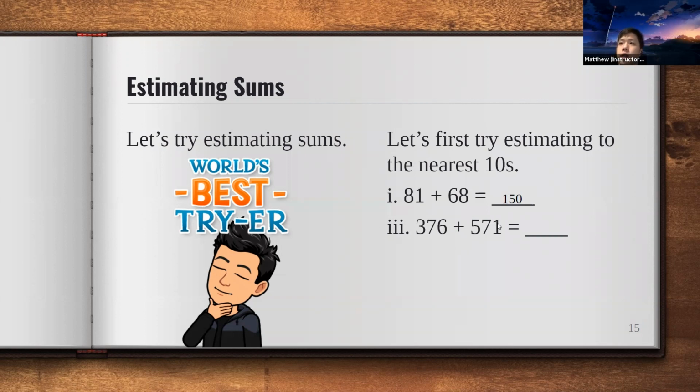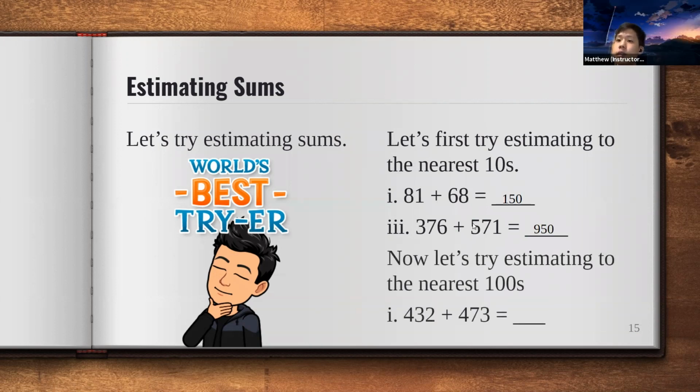Or 376 and 571. To round to the nearest tens, we know 376 would be 380, and 571 would be 570. 380 plus 570 is, let's see, 80 plus 70 would be 150, so that's 650 plus 300, so it'll be 950. So that's what the answer would be here. So you can find the exact value, add them together and then round, or you can round the numbers and then add. So let's try rounding to the nearest 100.